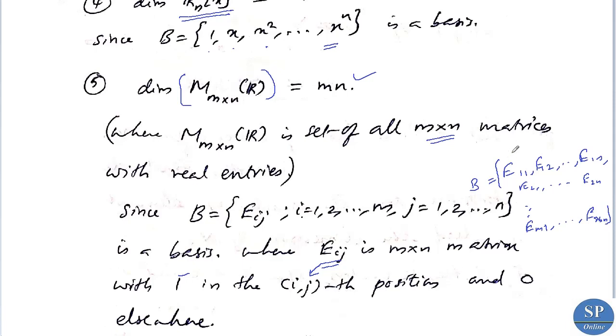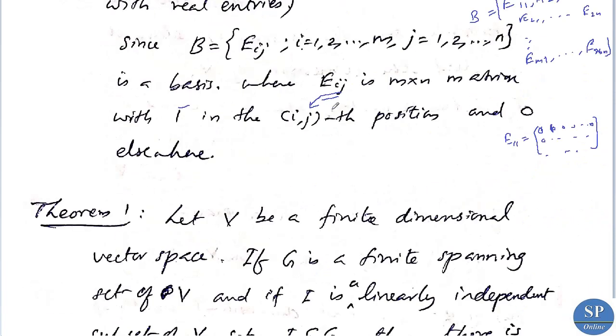So E11 has 1 in the first position and 0 everywhere else, and E12 has 1 in the first row, second column, and the others are 0, and so on. So since the basis for M(m by n, R) contains m times n elements, we have the dimension of this as m times n. Now we have a theorem.